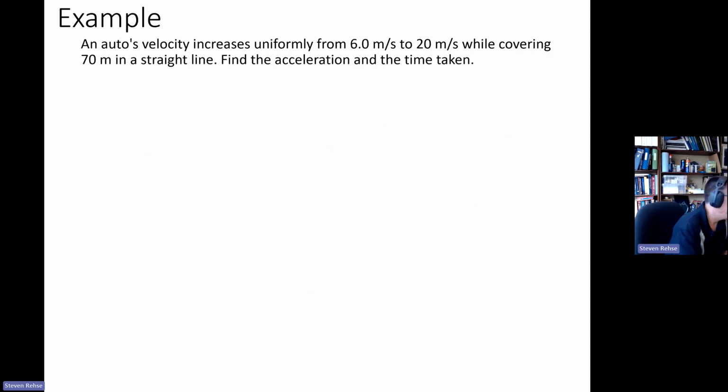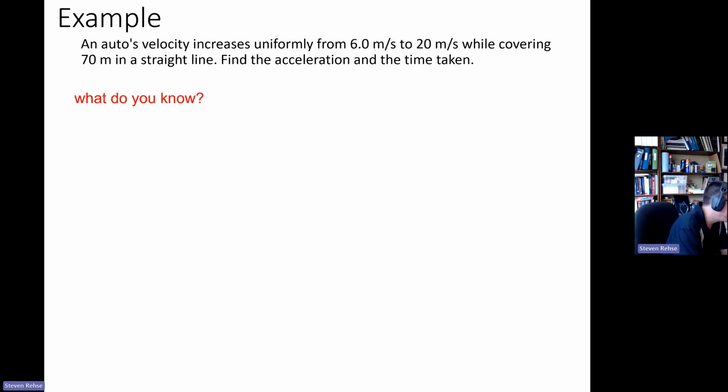Okay, here's an example. Another example we can do together. This is an automobile. An automobile's velocity increases uniformly from 6.0 meters per second to 20 meters per second while covering 70 meters in a straight line. Can you find the acceleration and the time taken? Fair enough.